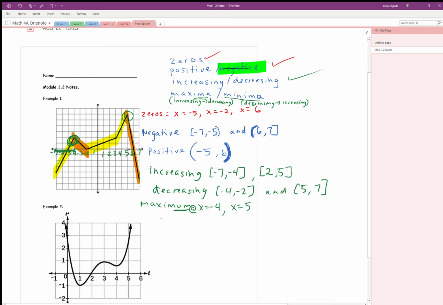Okay, and then minimums. I'm going to say that we have those anywhere it's going, again, from decreasing to increasing. So right here where it's orange and then yellow, it would be decreasing and then increasing. So that's right at -2. And it looks like that's the only place where it's going orange, being decreasing, switching to yellow, which is increasing.